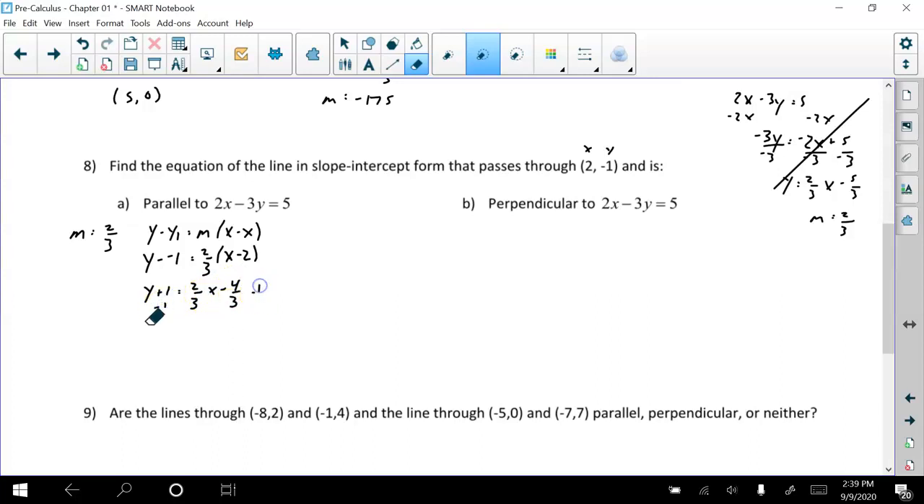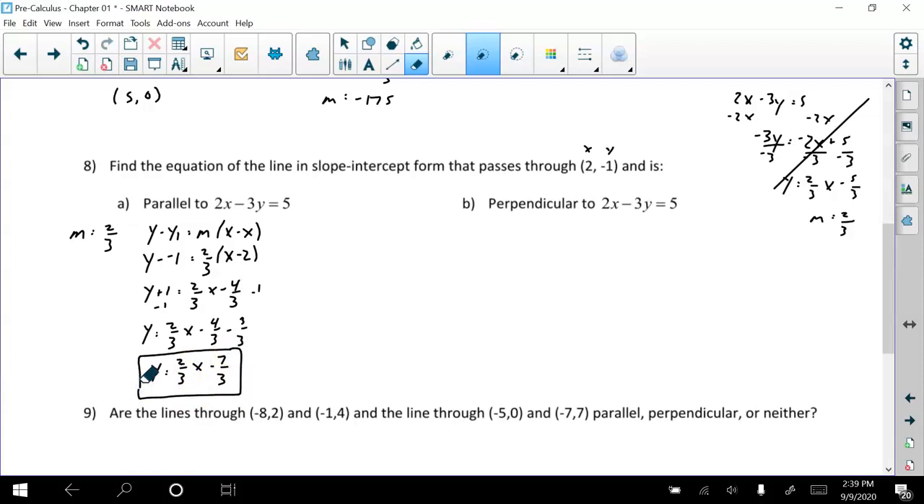Subtract 1 from both sides. Y equals 2/3 x. And now we have to get a common denominator for the last 2 fractions of 3. Negative 4/3 minus 1, which is 3/3. So y equals 2/3 x minus 7/3. And there's the equation of this line in slope-intercept form. That's for the parallel.